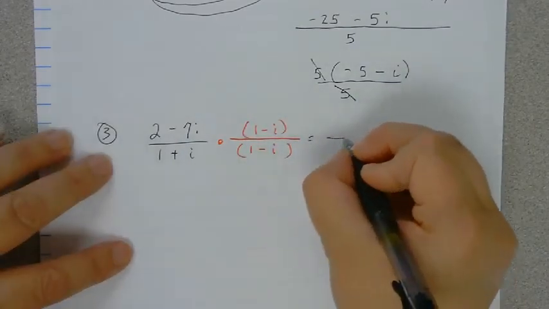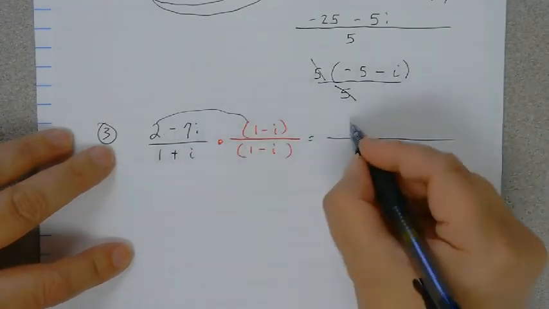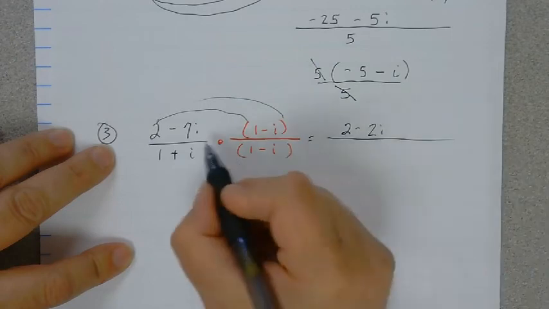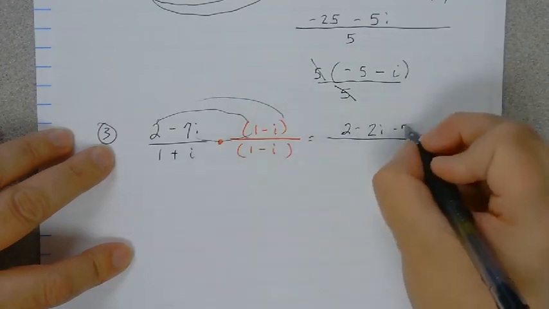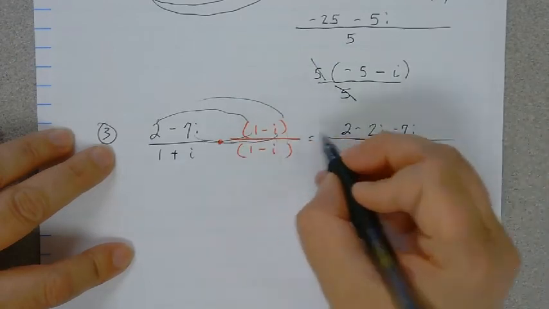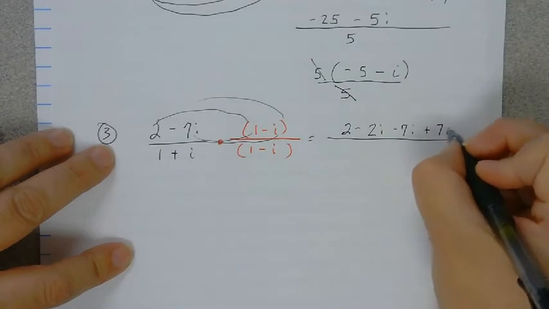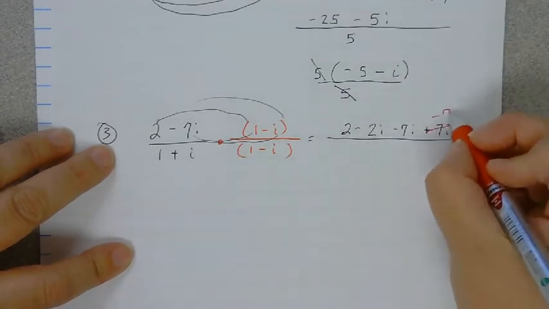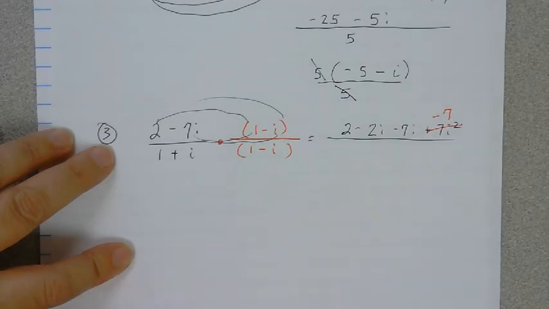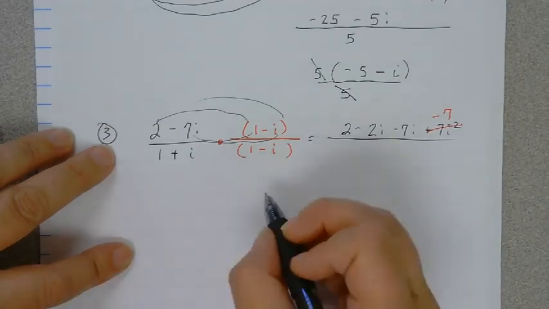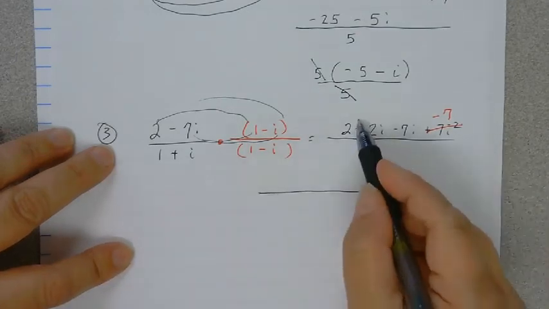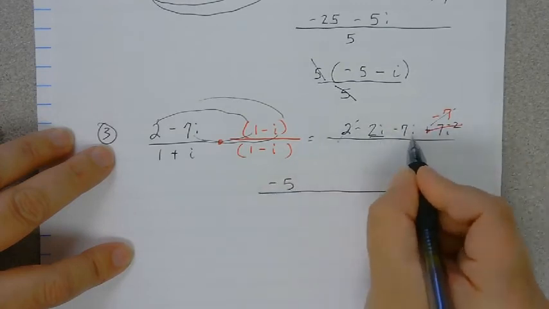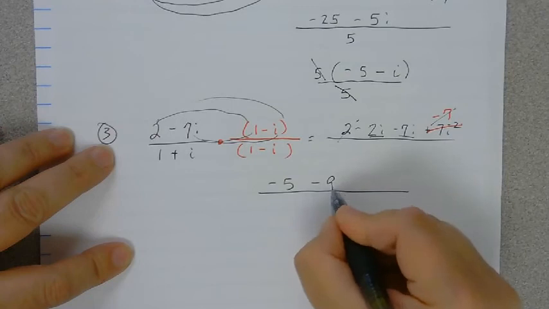So on top, I have 2 minus 2i minus 7i plus 7i squared. We know that this is negative 1, so it's going to turn this into minus 7. So I'm going to go ahead and get the top put together. 2 subtract 7 is negative 5. Negative 2i subtract 7i is negative 9i.